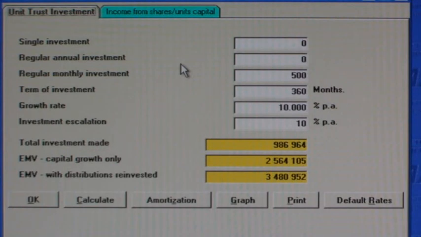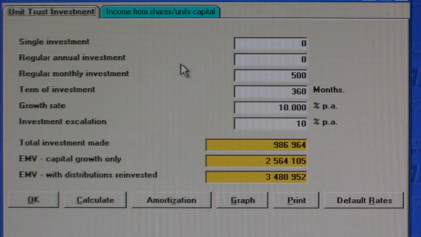Now let's go back to the first tab. This calculator offers very useful what-if scenarios. What if the investor started investing 10 years earlier with contributions of only 500 Rand per month? In other words, instead of investing for 20 years from age 40 to 60, the investor started at age 30 with an investment of only 500 Rand a month. We can see our estimated maturity value would be over 3.4 million.